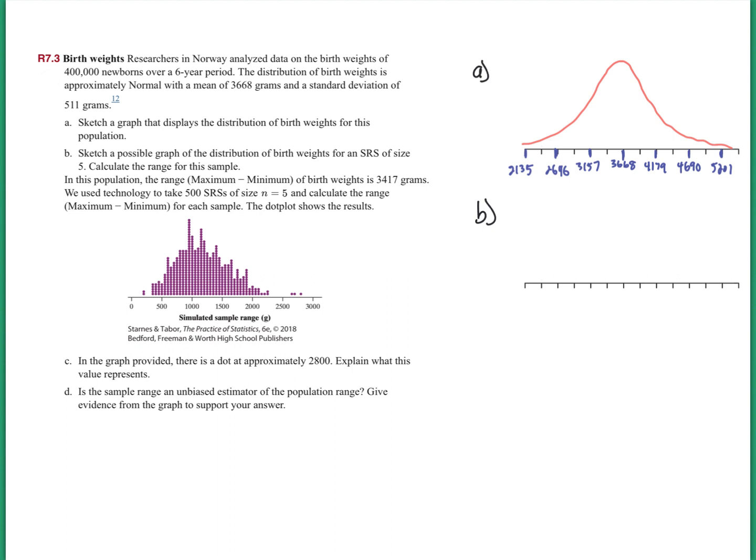Okay, so next one, they say sketch for part B. Sketch a possible graph of the distribution of birth weights for a simple random sample of size 5. So they just want us to pretend like we took a simple random sample of size 5, and what's a possible value of those 5 birth weights. So, who knows? Probably more will be around the average. And so here I'll use these same values from above.